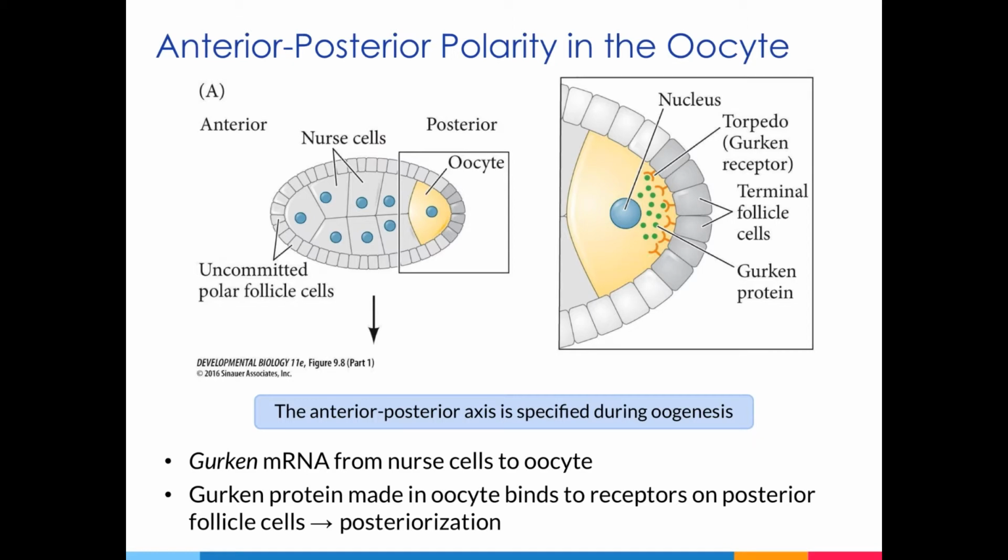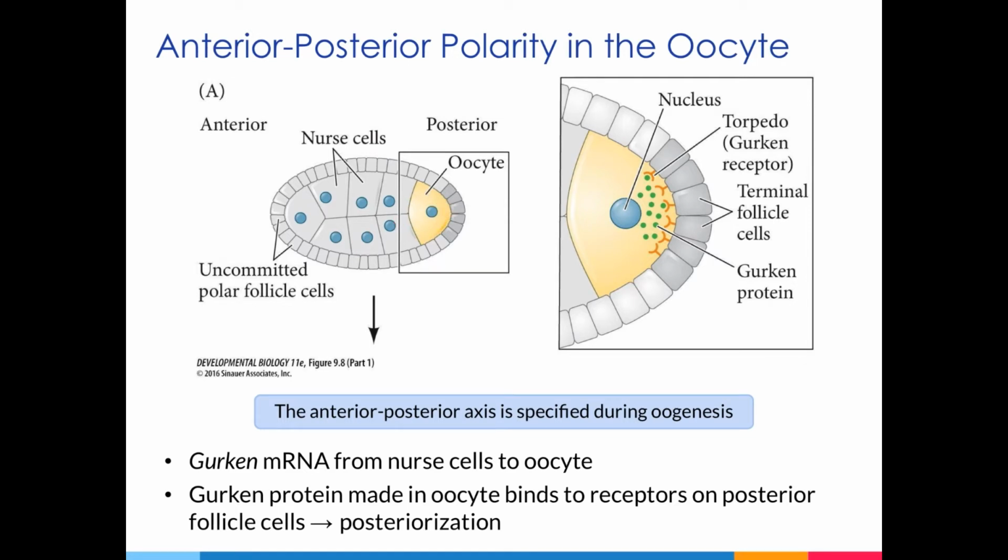The nurse cells and the oocyte are surrounded by follicular cells. Together, these cells make up the egg chamber. The first event that occurs is the transport of an mRNA for the protein gherkin, and that comes from the nurse cells and is transported to the oocyte.